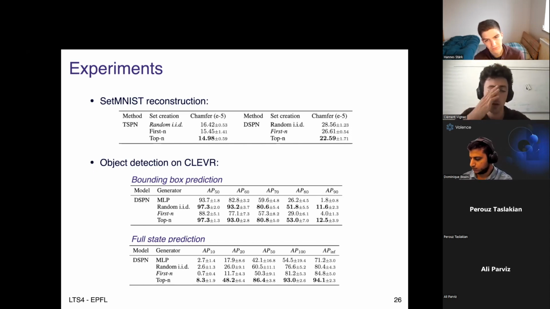It's quite basic, and so top n is better there. Then we have object detection on CLEVR. In this experiment, we also use DSPN and reuse their code. There you measure performance on a test set. So it's still not generation performance, but at least it's not on the training set. Top n is better as well, especially in the full state prediction setting.